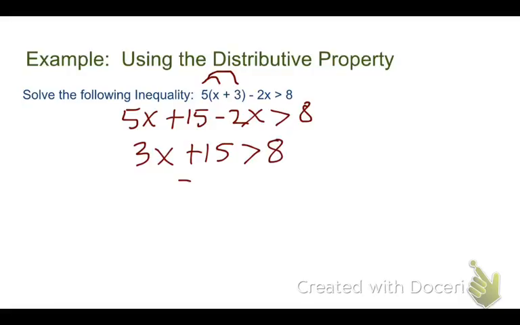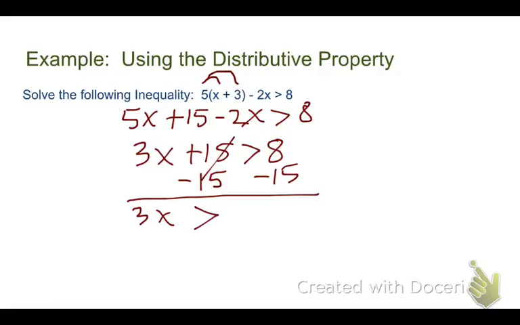So again, subtract before we do any multiplying or dividing, in this case, to get the variable all alone in the inequality. I have 3x, 15 take away 15 is nothing. I have the greater than inequality, 8 take away 15 is negative 7. And then I have 3 times x greater than negative 7. I undo the multiplication of x by dividing. So I divide by 3 on both sides, and I get 3 divided by 3, which is 1.